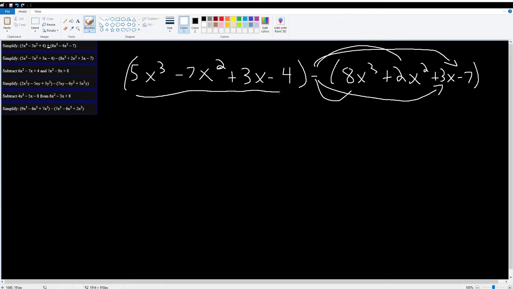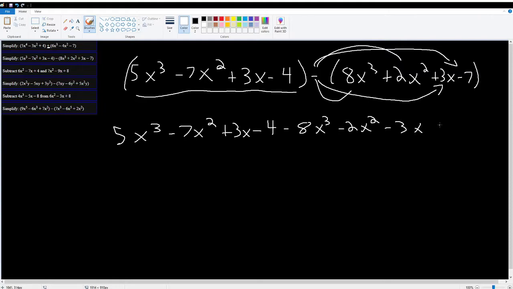So this first part stays the same. It's still 5x cubed minus 7x squared plus 3x minus 4. But once we distribute this subtraction, or negative, we get negative 8x cubed minus 2x squared. Essentially we're flipping all the signs. So this plus 3x is going to be minus 3x, and negative 7 is going to be positive 7.